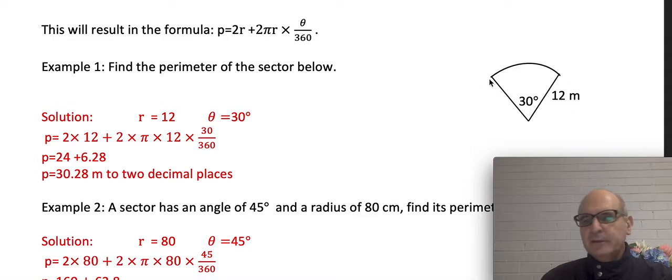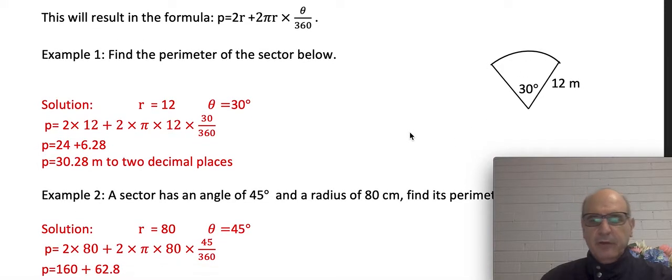Here we have this sector. As you can see, the radius is 12 and the angle theta is 30 degrees. What we need to do is find the perimeter of this. If I go all the way from here to here, then along this arc to here, and then come back along this radius, how much distance have I covered in one lap?